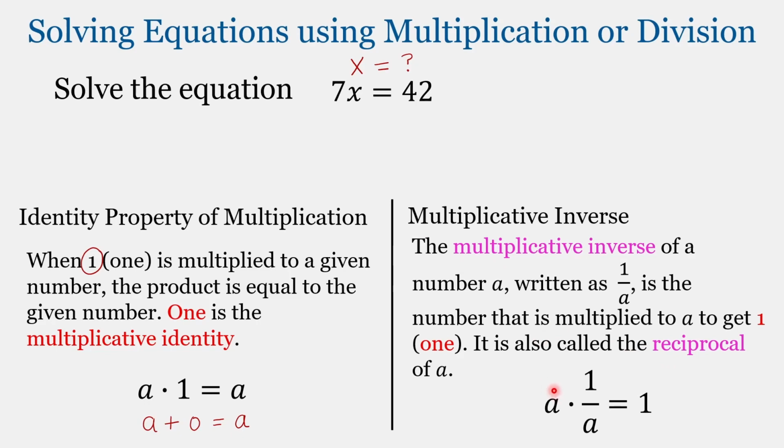A number a multiplied by its reciprocal, 1 over a, is 1. So the reciprocal of 7 is 1/7. So we're going to take 1/7 and multiply it to 7x. And then what we do to one side, we have to do to the other. So 42 times 1/7. These 7's are going to cancel out on the left, giving us x equal to 6. So instead of dividing by 7, we're multiplying by the reciprocal of 7, which is the same thing as dividing by 7.